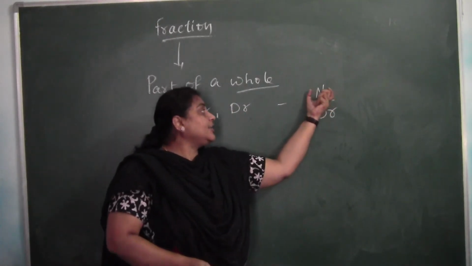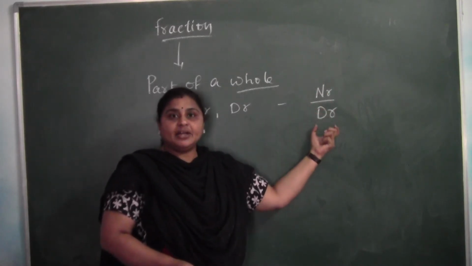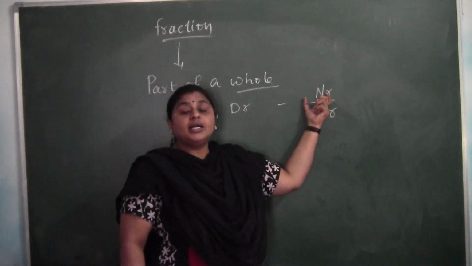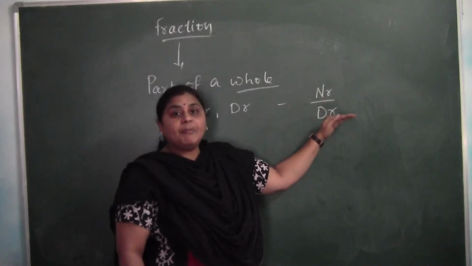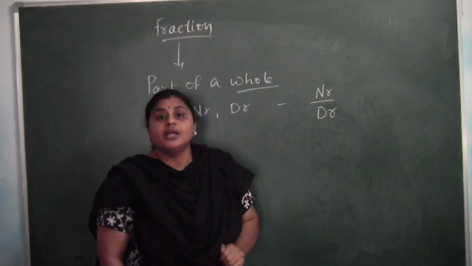So how do we write numerator by denominator? Numerator and denominator are separated by a line called the dividing line. Alright. So total parts is the denominator and the shaded part is nothing but the numerator.